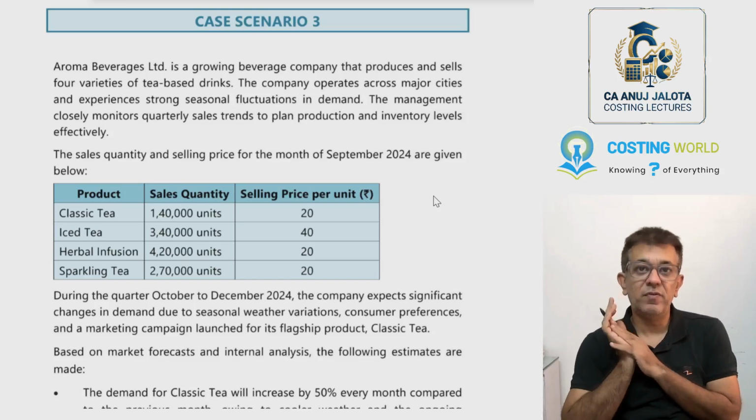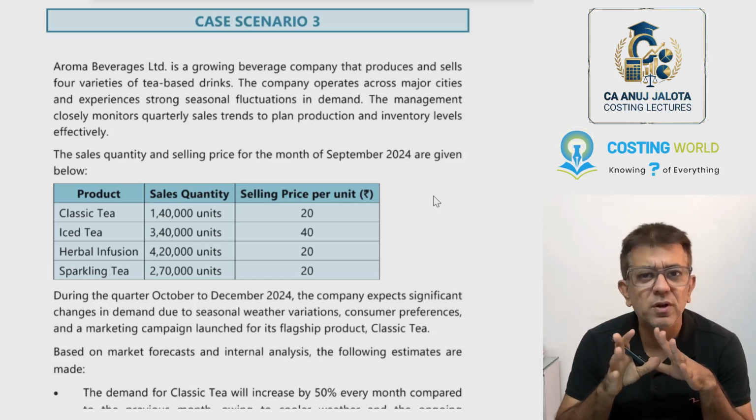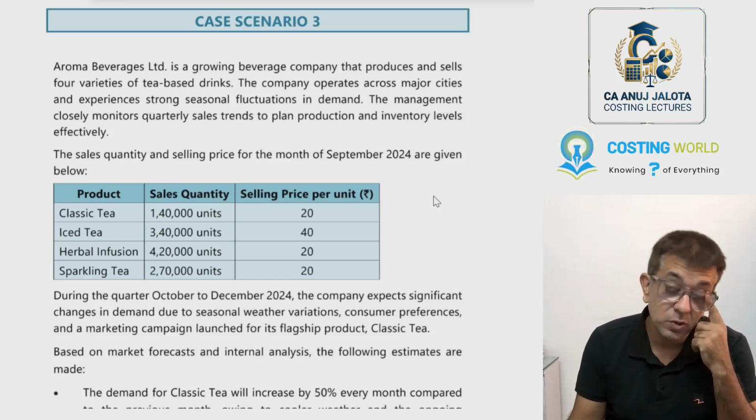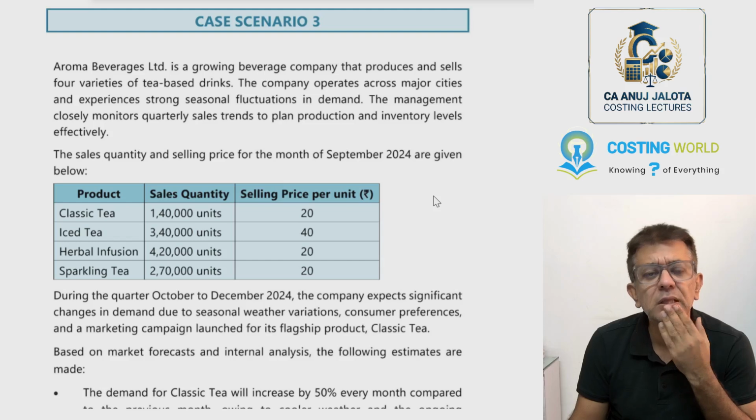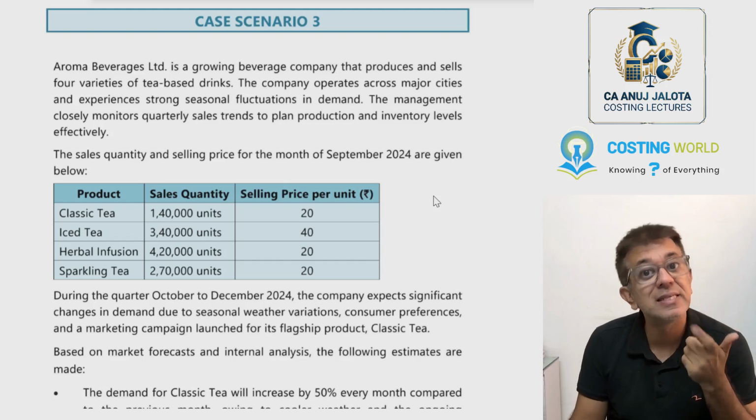Chalo guys, we'll start right away with case scenario number 3. This is a question on budgetary control, precisely on two types of budgets: the production budget and the sales budget.